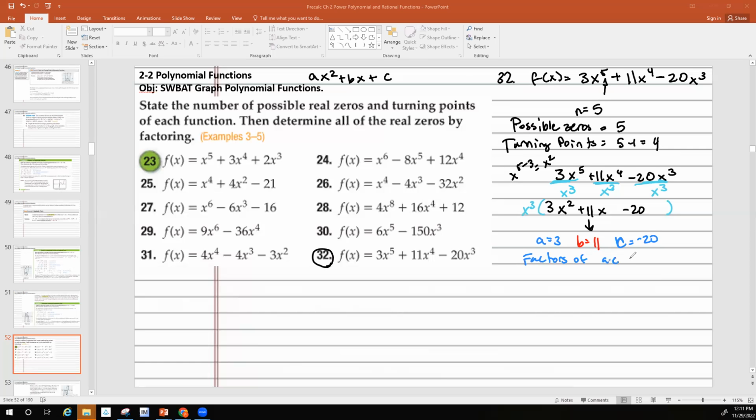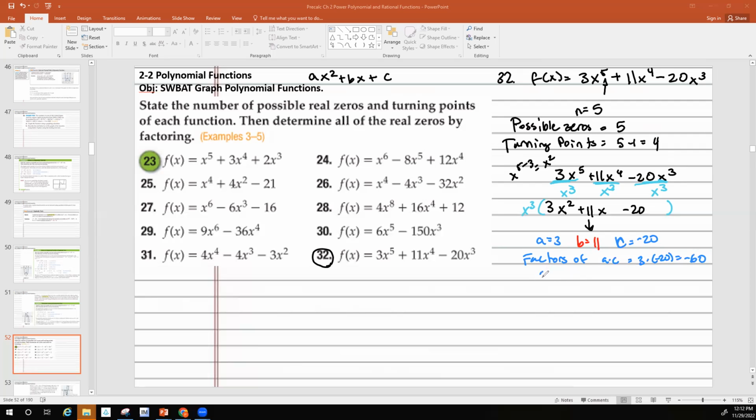So a times c is 3 times negative 20, which is negative 60. So we want the factors of negative 60. There's a lot, so we don't need to write all of them. I'm just going to put down the main ones that it could be. It could be 1 and 60, probably not that.